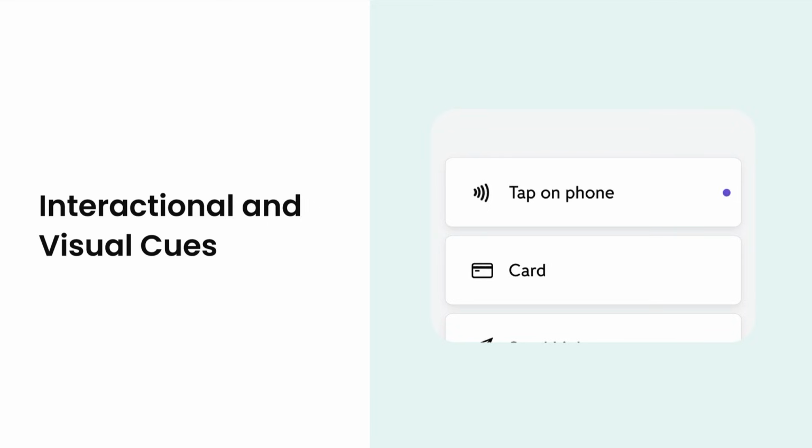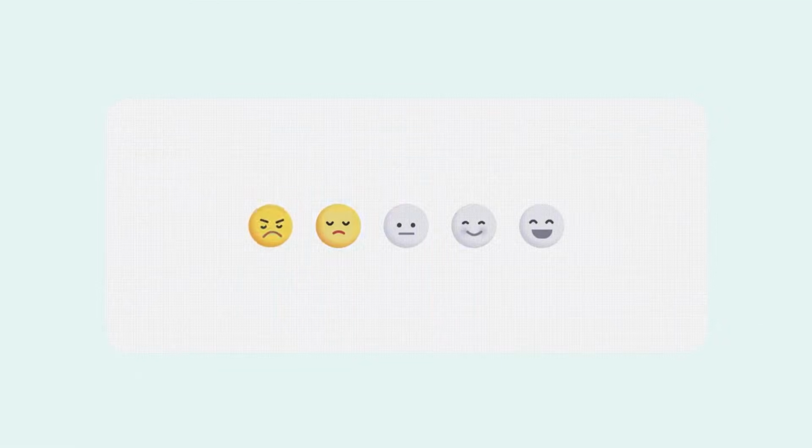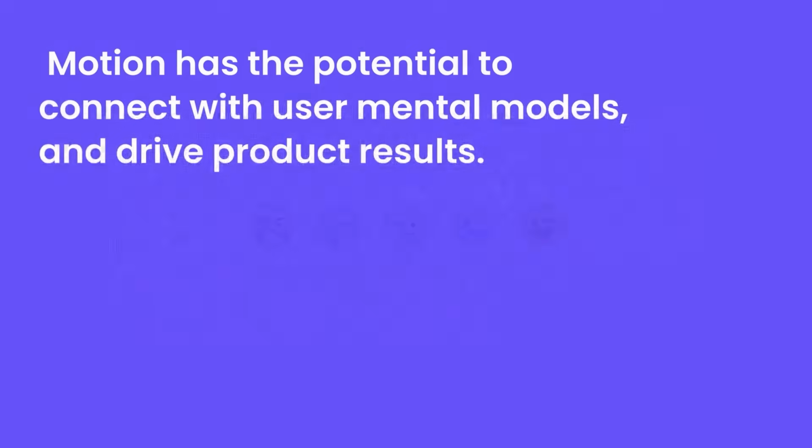Visual cues in static designs imply that there is some sort of cause and effect in the interface. The motion behavior, the effect, is what comes after the initial cue. That motion either aligns or conflicts with these cues. And this is a big opportunity for designers to get right. Motion really does have the potential to connect with user mental models and drive product results.